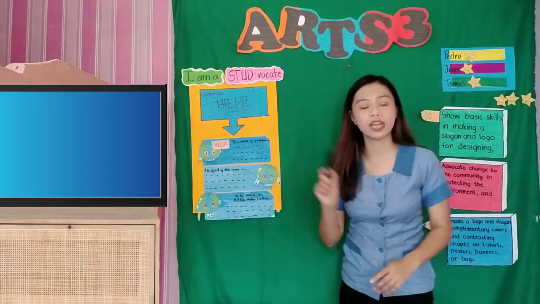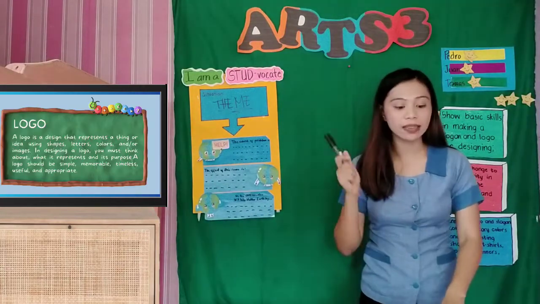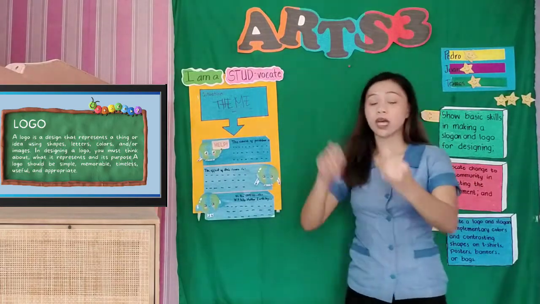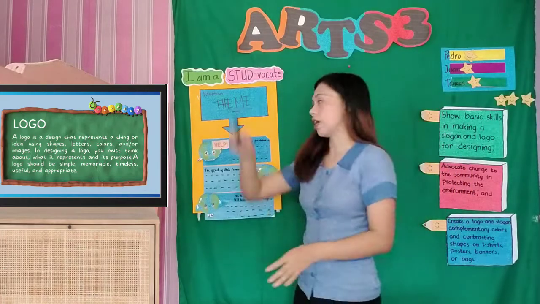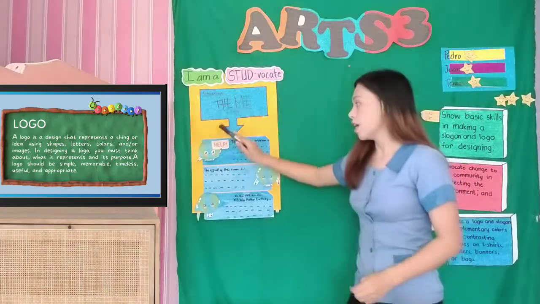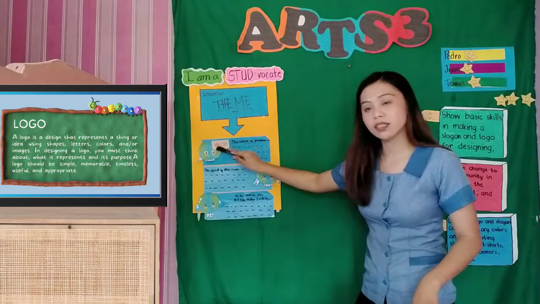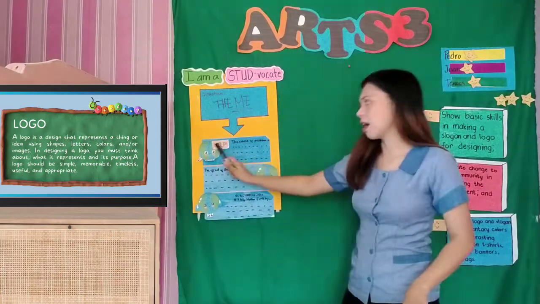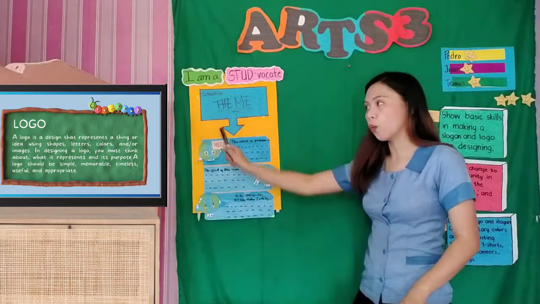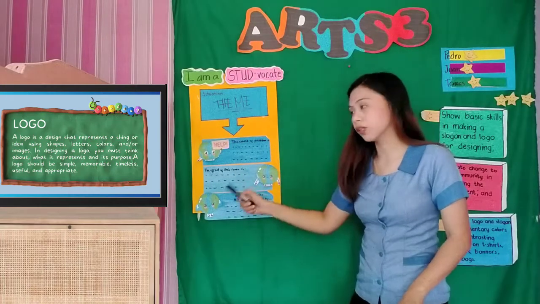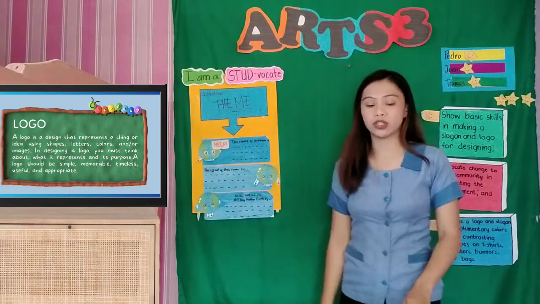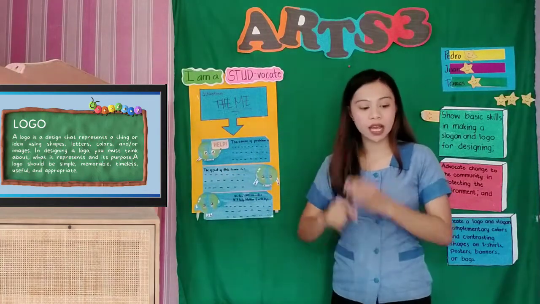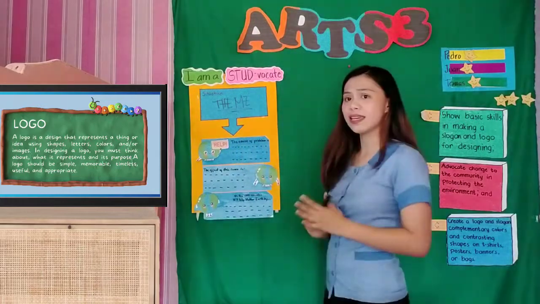Okay, next, for the logo. A logo is a design that represents a thing or idea using shapes, letters, colors, and images. Okay, this is our example. Okay, suppose that this is our logo. What is the shapes in this picture? Very good, we have the rectangle and the circle. Another one, what is the colors? What are the colors incorporated in this picture? There are a lot.